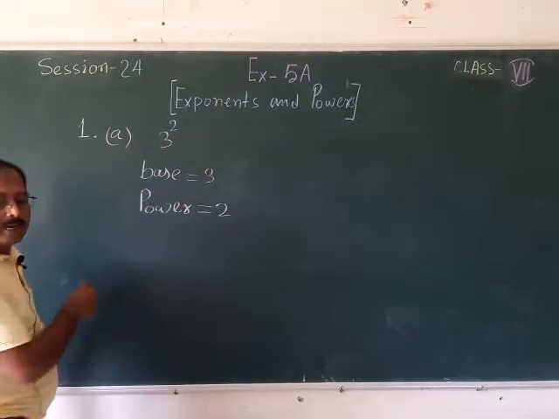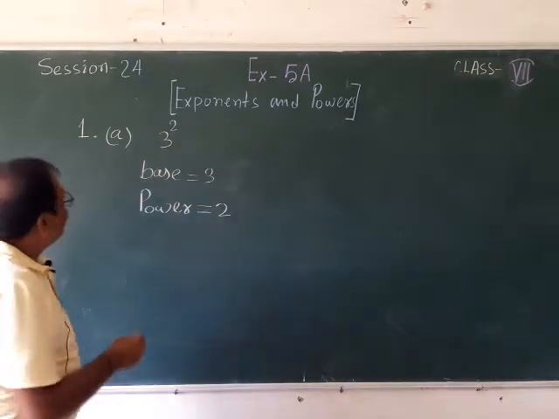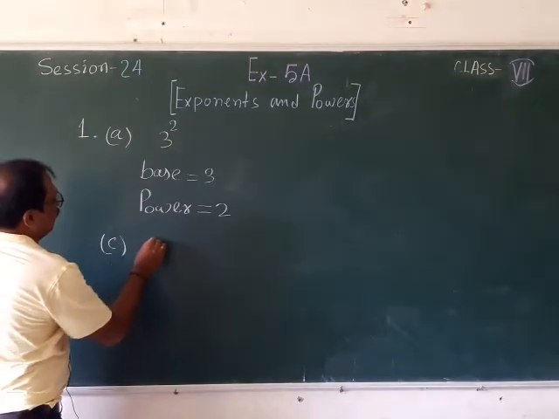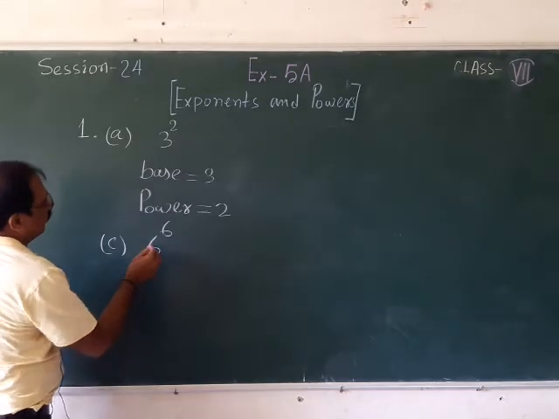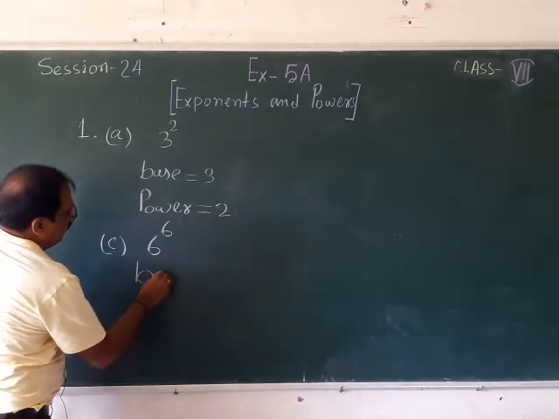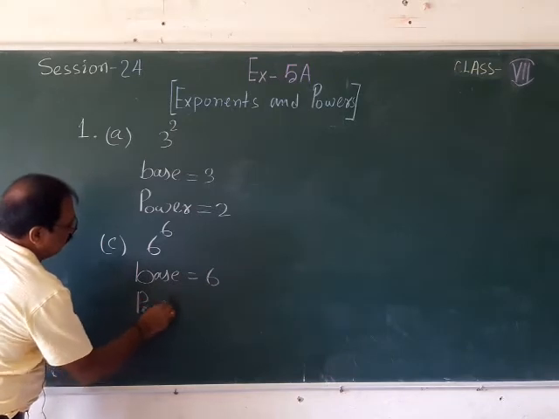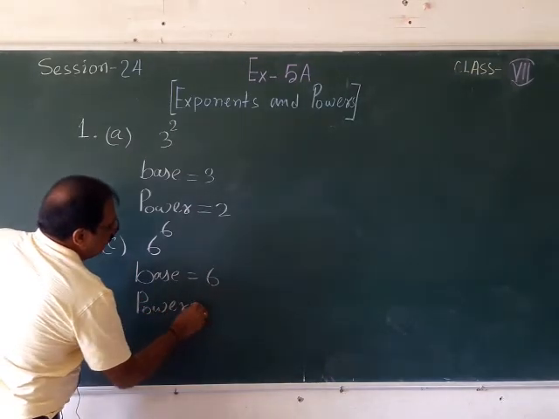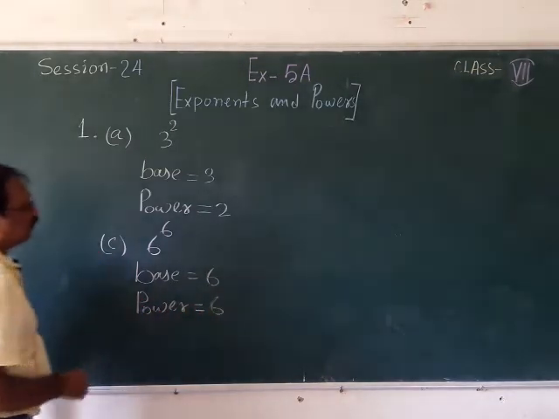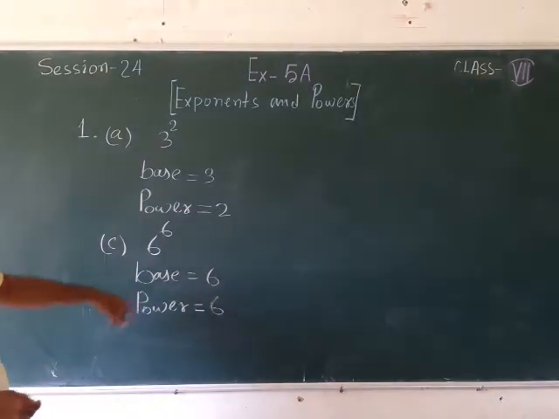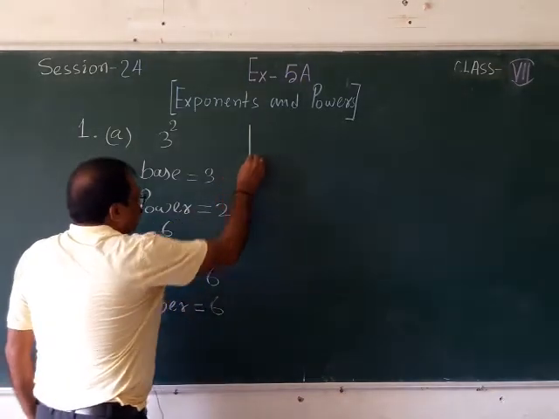Suppose one more question I am taking, question number C. Here it is written 6 to the power 6. So what is base here? Here you can see base is also 6 and the power is also 6. Both are 6.